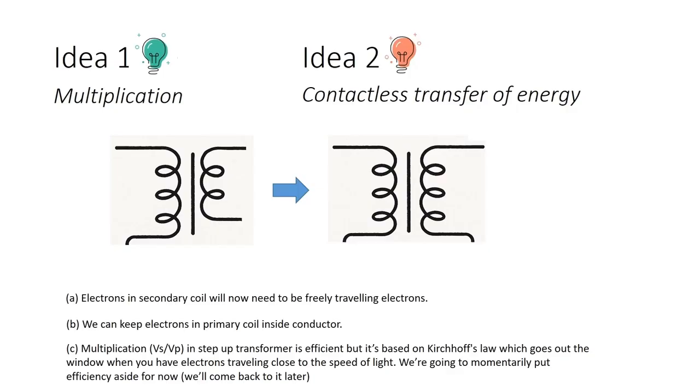And that equality is based on Kirchhoff's law, which will be flying out the window here because we're going to be dealing with electrons that are traveling close to the speed of light. We're going to be at timescales at which Kirchhoff's law doesn't apply. So momentarily we'll be throwing away multiplication efficiency, and what that means for us is that we will simply have a number of turns in the primary that is the same as the number of turns in the secondary.